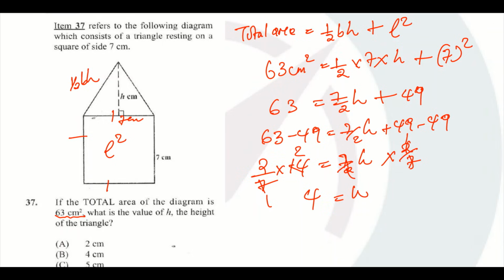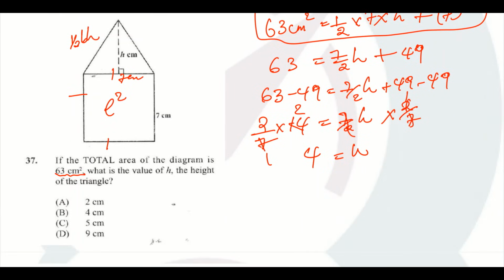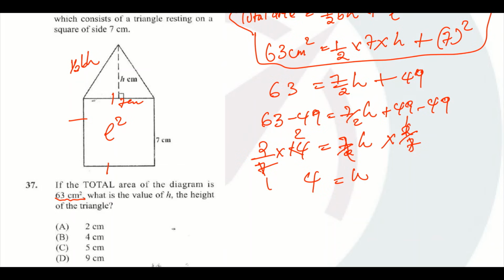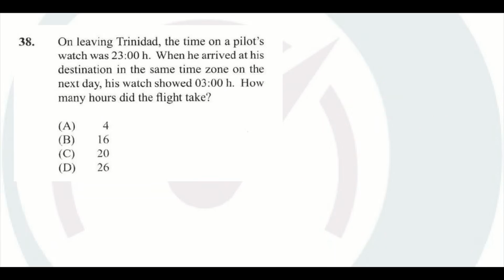Once you have established this formula here, you could just go ahead and substitute your answers and see which one of our answers, whether the 2, 4, 5 or the other one here, would give us 63. And that's it. Question 37. That's a nice question. Question 38 is something that you could work in your head also.